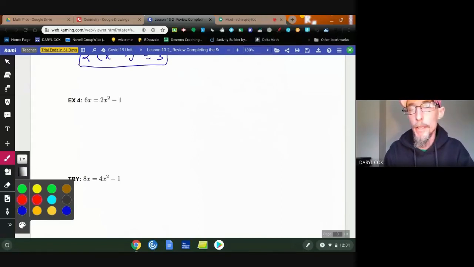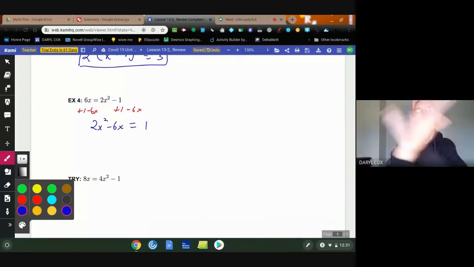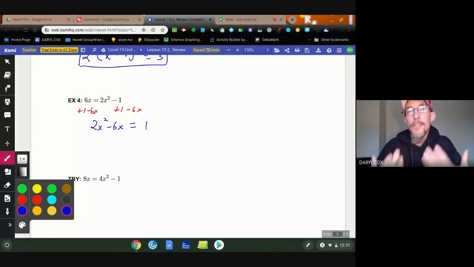But the problem is, I don't want to put 2x squared on the other side because now it's negative. So I'm going to say, let me add 1 to both sides, and let me subtract 6x on both sides. Okay? And I'm going to rewrite this as 2x squared minus 6x equals 1. So I did switch the sides of that simply because I like having my variables on the left. It's normal. Does it matter if they're on the right? No, but we're used to having our variables on the left.